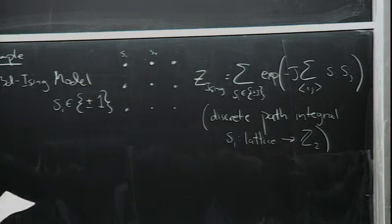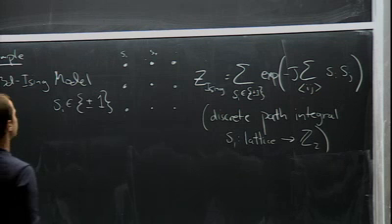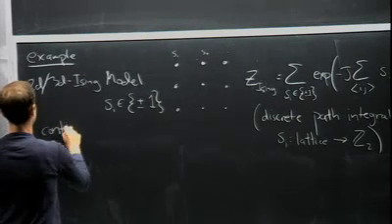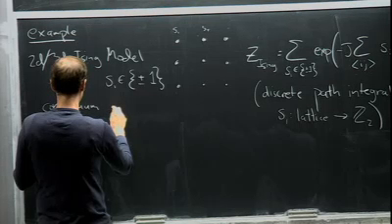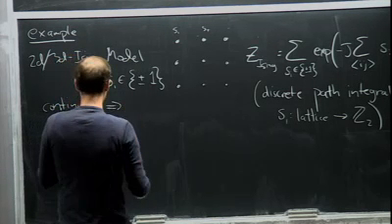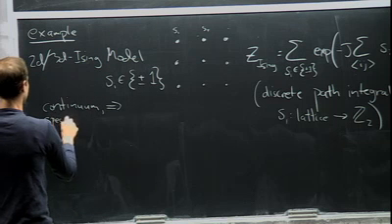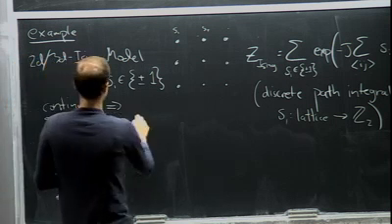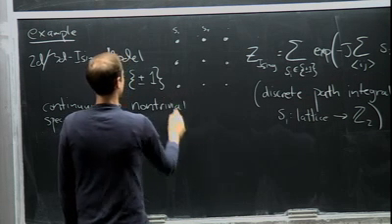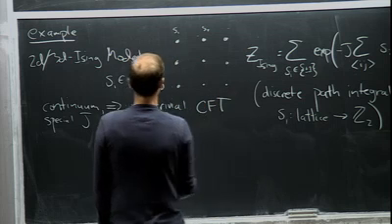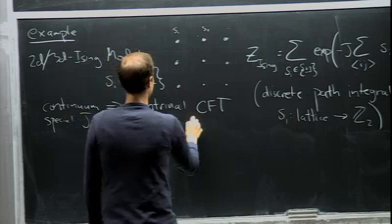So this is a discrete classical system, but in the continuum limit, it becomes a quantum field theory. And actually, for some special value of J, it becomes a non-trivial conformal field theory. And amazingly, it's the same one as phi-4 theory.